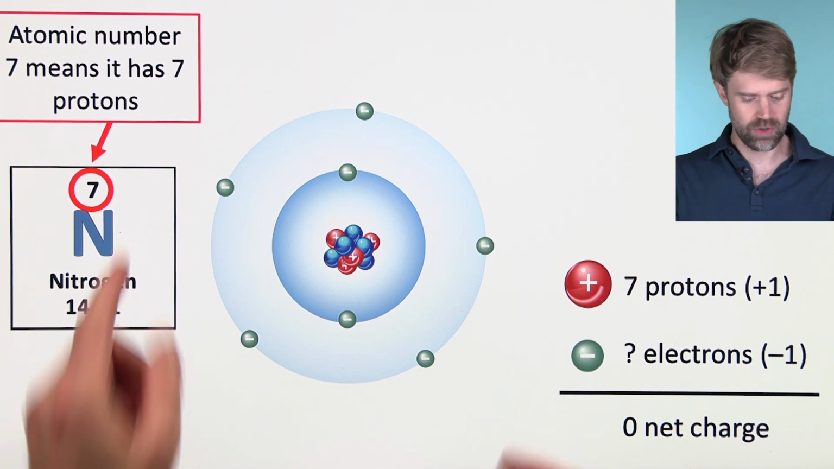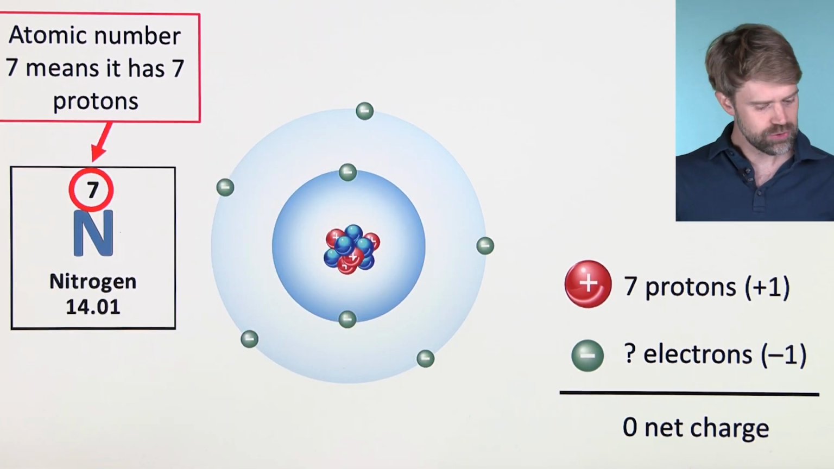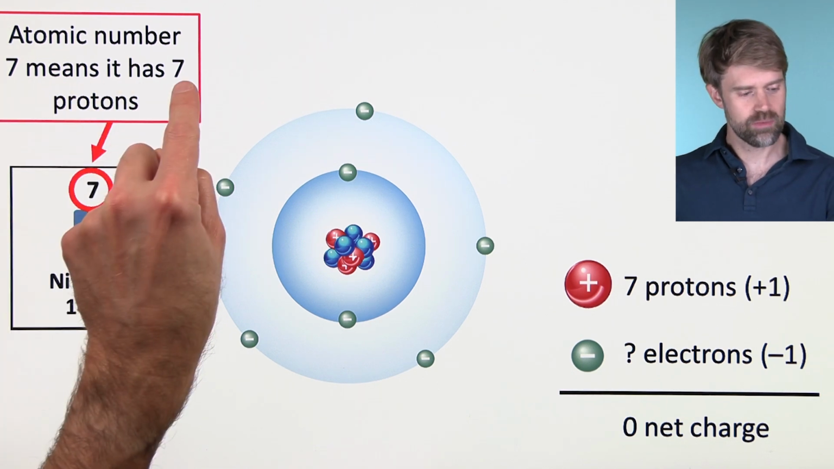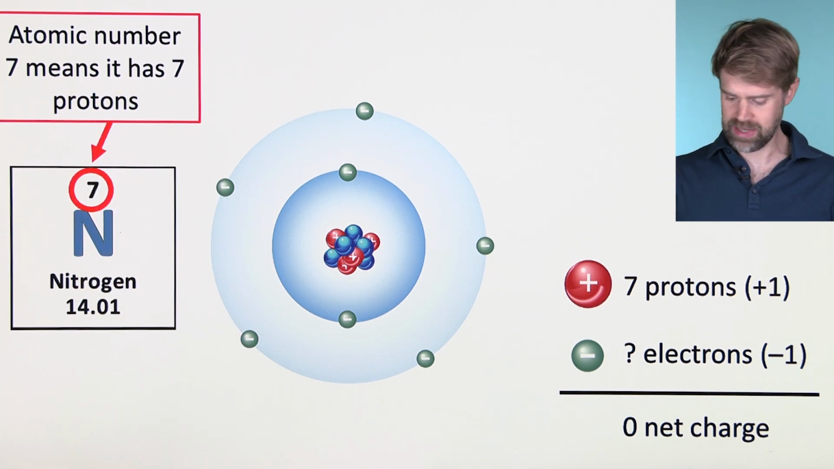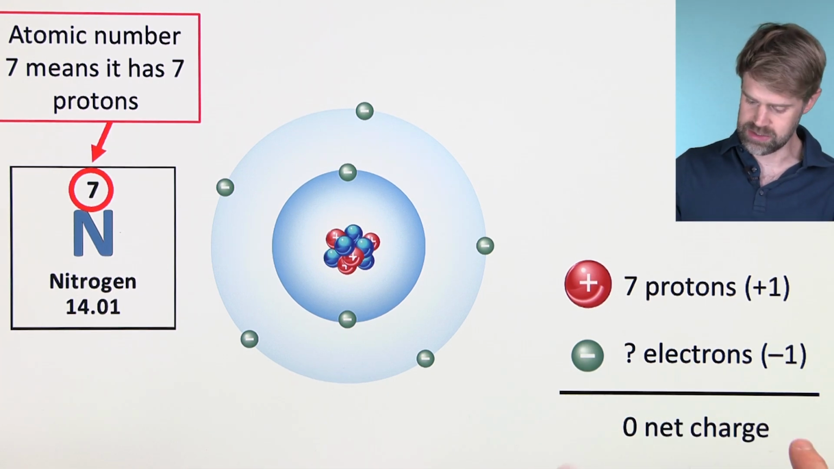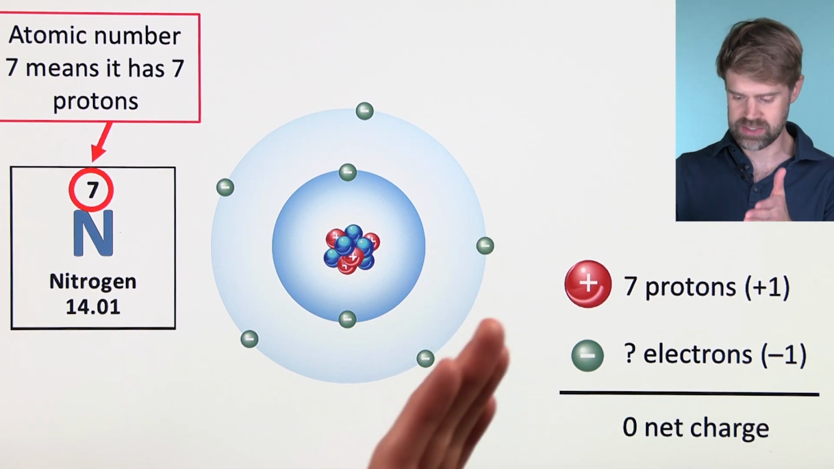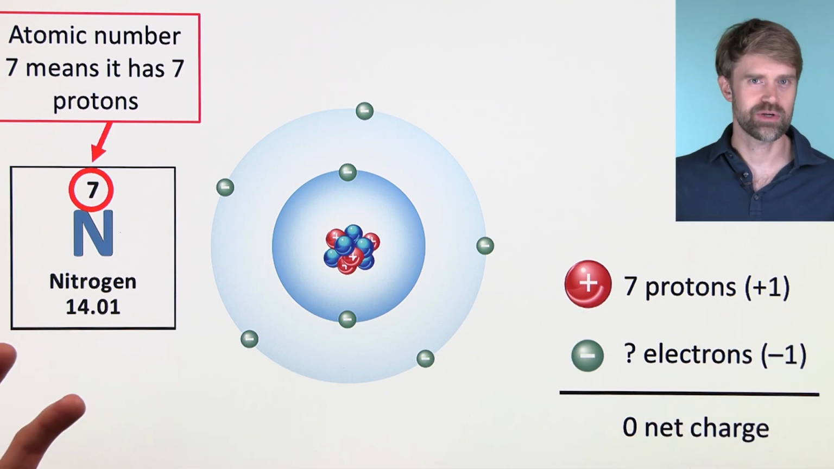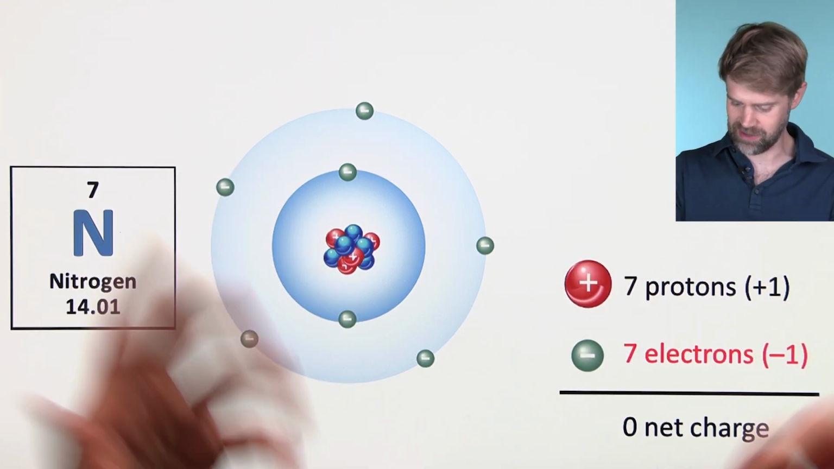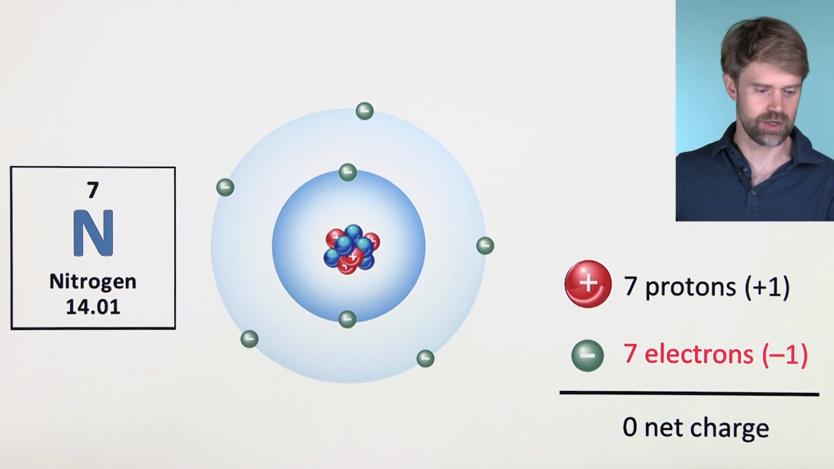Let's try a different atom. Here is a model of the nitrogen atom. Nitrogen is atomic number 7, so it has 7 protons in its nucleus. Again, unless we're told otherwise, we assume that the atom is neutral and has 0 net charge. So it's got 7 protons. How many electrons is it going to have? Well, it's going to have 7. 7 and 7 balance out for 0 net charge.